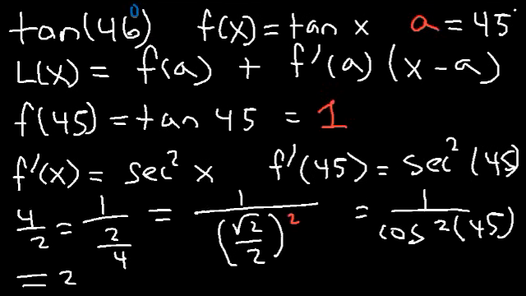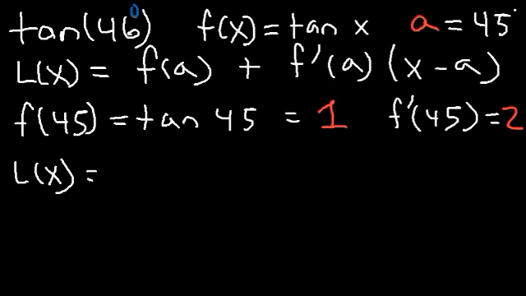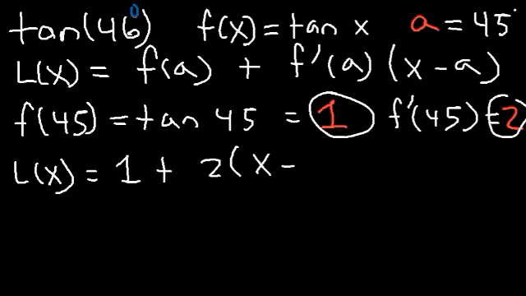So therefore, we could say that f prime of a, or f prime of 45, is equal to 2. So L of x is equal to f of a, which is 1, plus f prime of a, which is 2, times x minus 45 degrees.